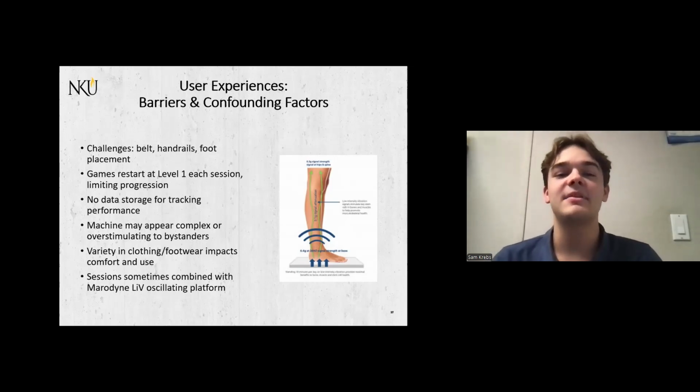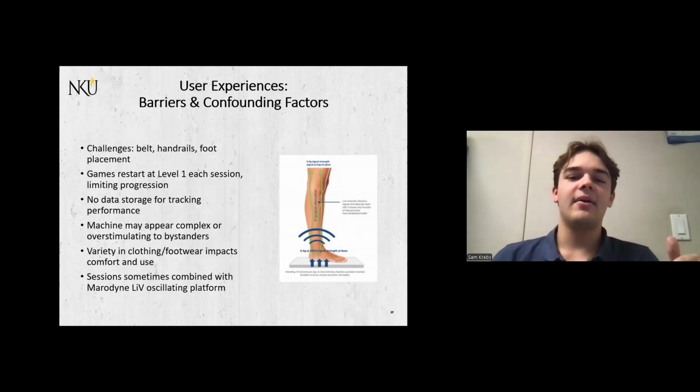It does not keep data storage except for those baseline tests. As we saw earlier, the baseline tests will carry over and stay within the system, and we will use those in the future. But scores for individual games will not stay.